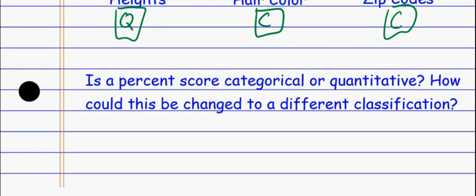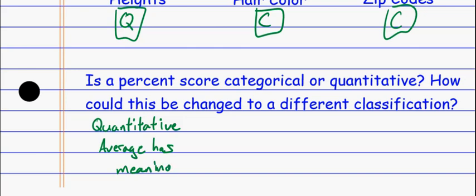So then something like a percent score, if I did a percent score for a test or something like that, would that be categorical or quantitative? If I looked at the test scores of everyone in the class and I found the average, well, that's a meaningful number because it gives me an idea of how the class did overall. So a percent score would be quantitative data. And it's because the average has meaning. And again, we're talking about a percent score right now.